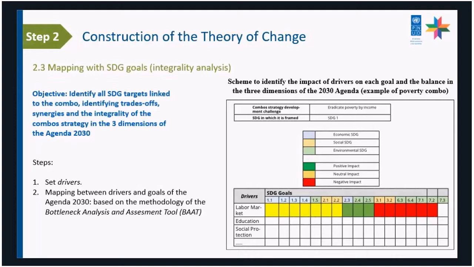So following George's presentation of building the theory of change in this combo approach, what I want to focus on right now is how to map these combos not only to the specific social problem that has been identified at the beginning of the methodology, but to the SDG agenda as a whole. The idea is to understand the extent to which these combos have the potential to accelerate progress across the agenda and not just focus on one specific goal.